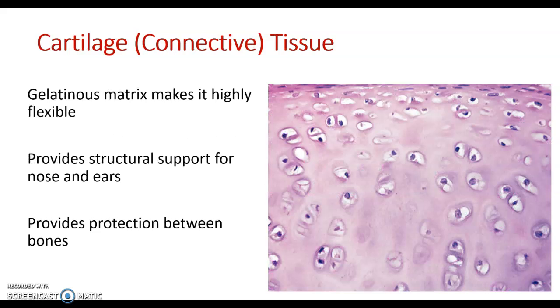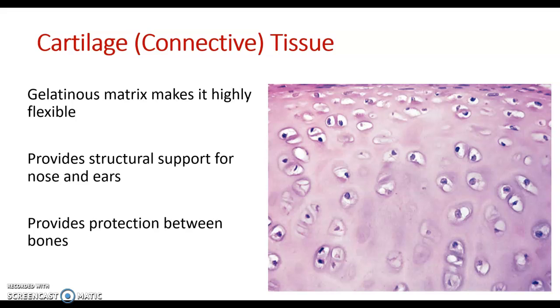Cartilage connective tissue has a gelatinous matrix and provides the cushion between our bones and provides the structure for our ears and our nose. You can feel how much more flexible your nose and ears are than your fingers, which are made of bone. Cartilage connective tissue does not have any blood vessels.